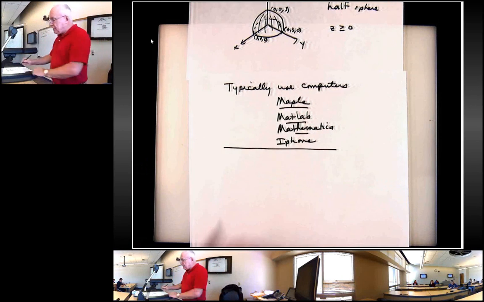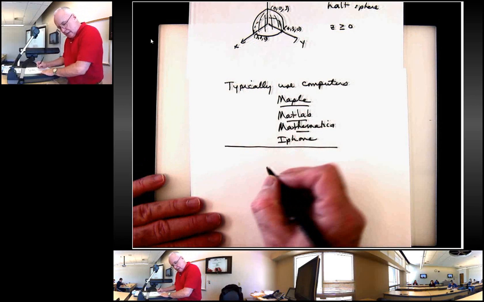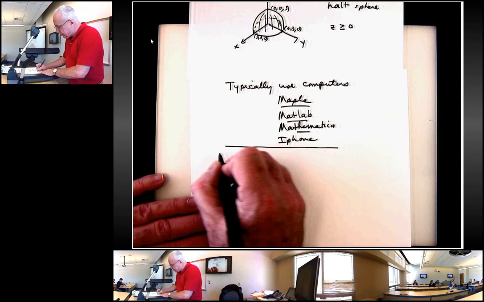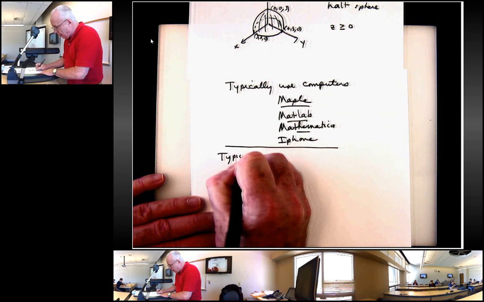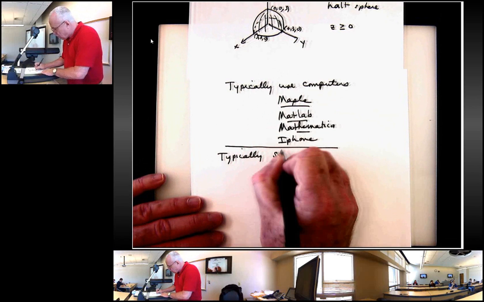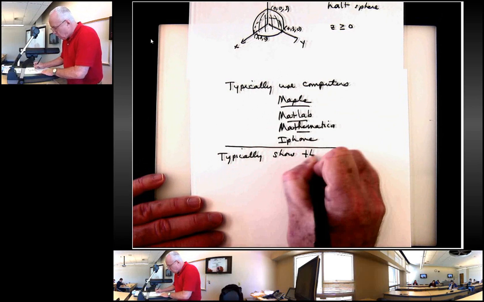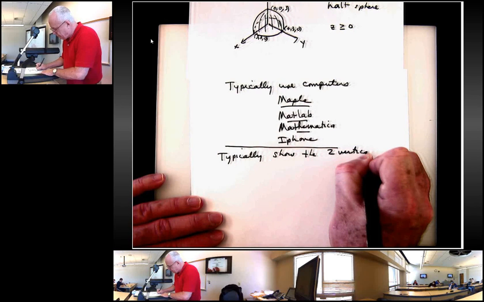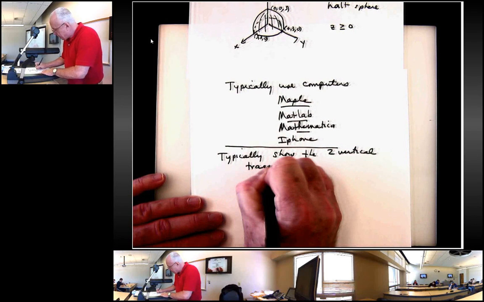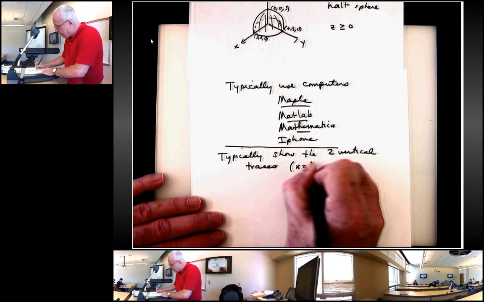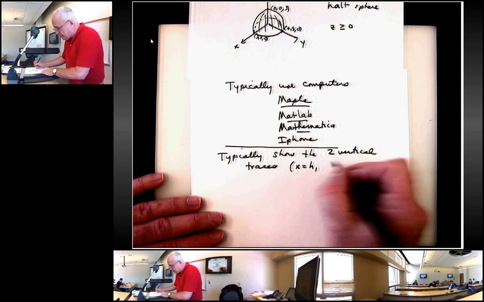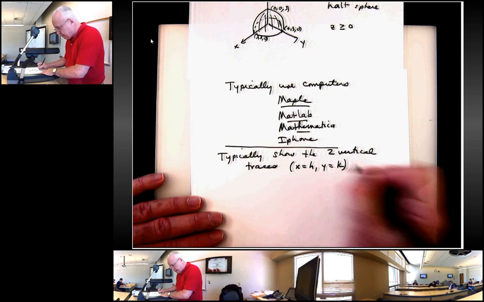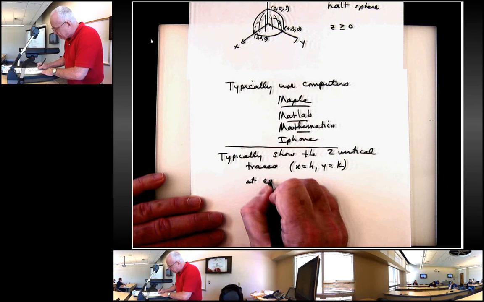Now, and I'll show you this in a second, these 3D graphs on computers typically show what we learned were the two vertical traces. That's where lines where x equals some constant h, y equals some constant k, at equally spaced intervals.